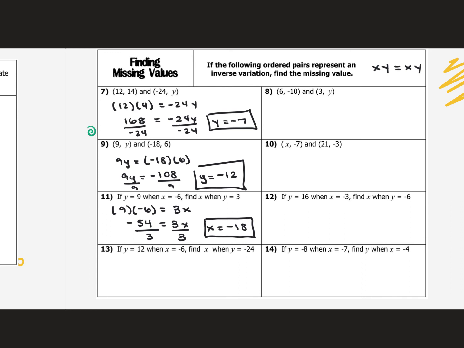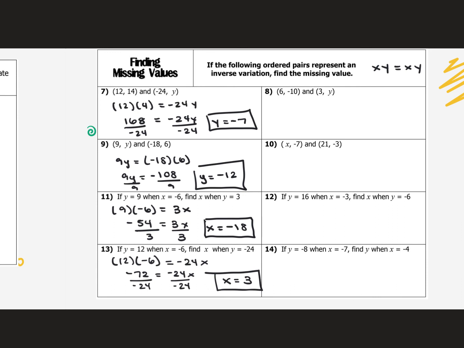All right. Same for number 13. So we're going to have 12 times negative 6 is equal to negative 24 times x. Negative 72 is equal to negative 24x. Divided by negative 24, and we get that x is equal to 3. All right, and you can always check yourself by multiplying your x value with your y value, especially in inverse variation, because it is the product.